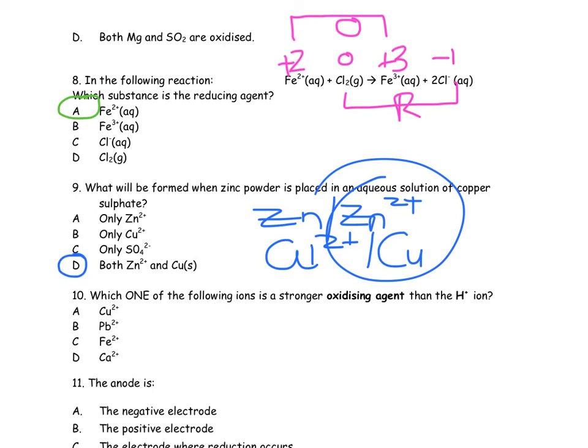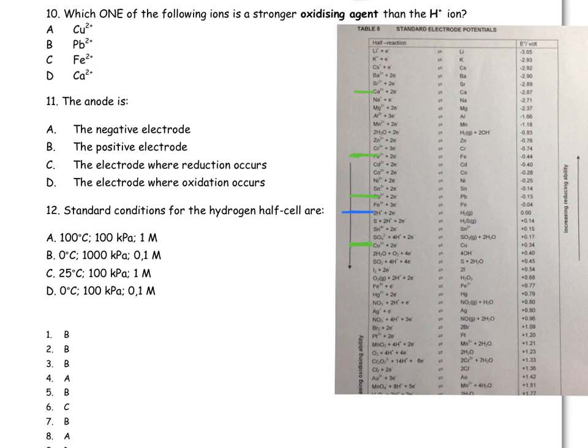Which one of the following ions is a stronger oxidizing agent than the H+ ion? And again, you're going to have to go to your redox table. So again, I'm just going to signpost all of them. This is the one that I'm comparing, hydrogen. And as you can see, 3 of them are above and 1 is below. So that pretty much tells you what the answer is. But let's think about it a bit more. Which one is a stronger oxidizing agent? So which one has the greatest oxidizing ability? The one lowest down, and that is copper, and it is below the hydrogen.